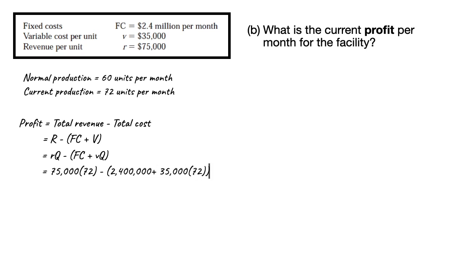So you just substitute the values in your equation, simply use your calculator, and you will get a profit of $480,000 per month. If it is a positive value, it means you are getting profit.